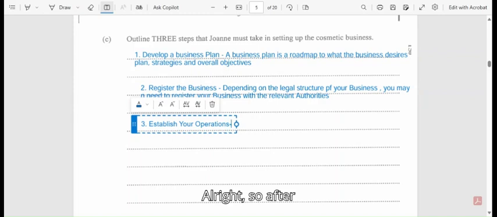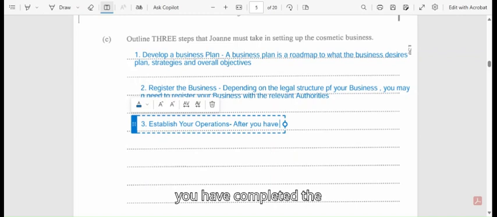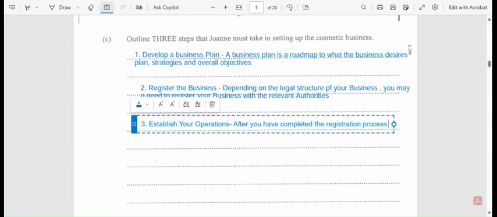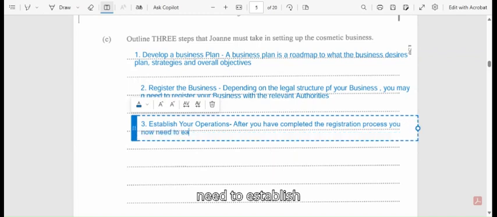Alright, so after you have completed the registration process, you now need to establish your base of operations.